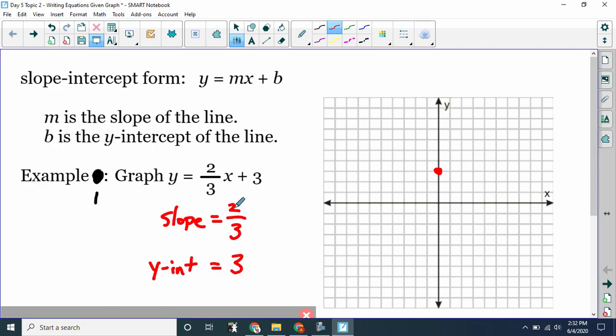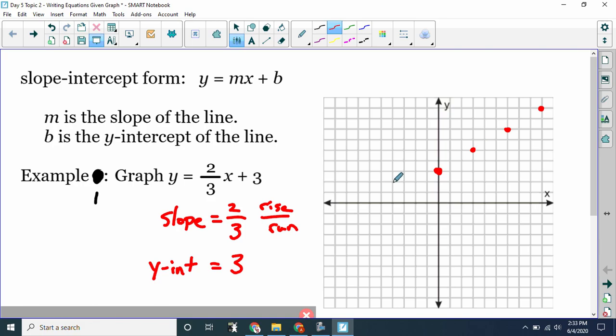And then my slope is 2/3. Remember, this is rise over run. So my rise is positive 2, so I go up 2, and my run is positive 3, so I go to the right 3. And then I do it again. Up 2/3. Up 2/3. And we could draw our line in here.